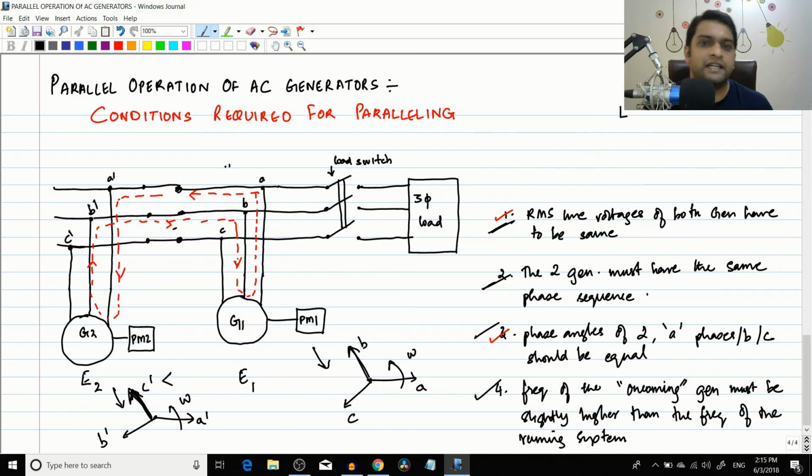In the next session, let us go through the synchronizing procedure, in which we will be discussing the synchroscopes and the dark lamp methods.